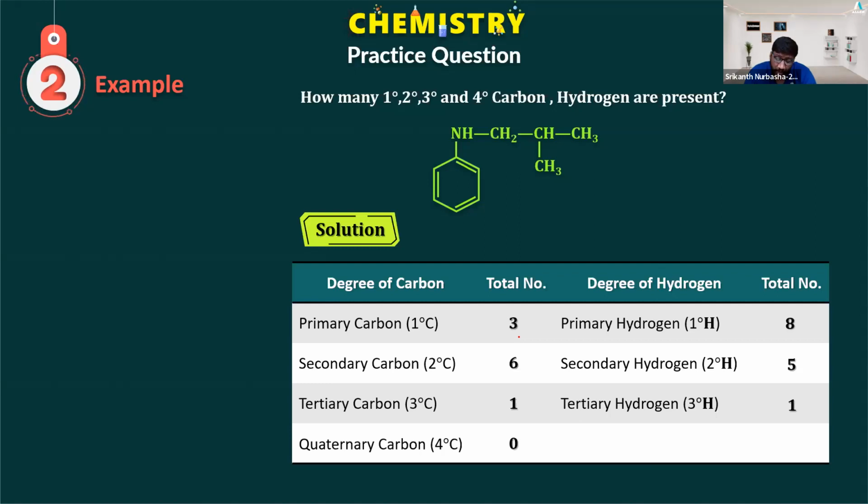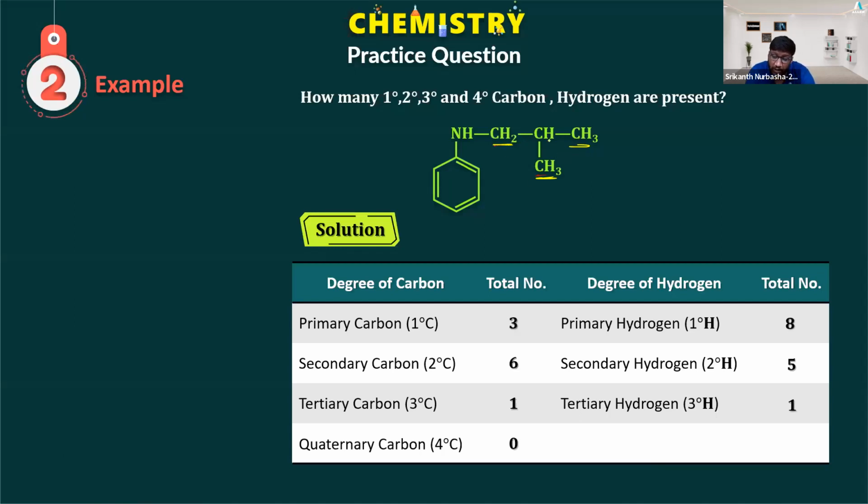And try to figure out the primary carbons. So this carbon is primary because this carbon is actually connected to only one other carbon. This carbon is primary because it is also connected to only one other carbon. This carbon is primary because it is also connected to only one other carbon. They are said to be primary. So there are 3 primary carbons.